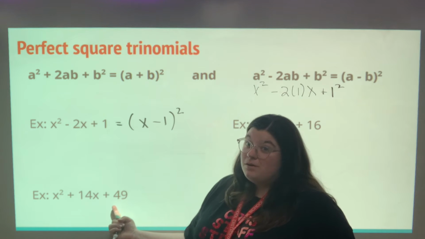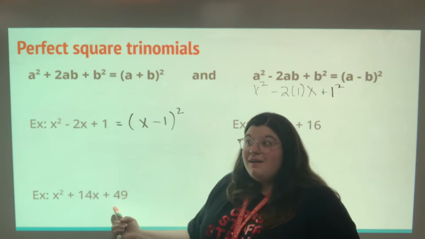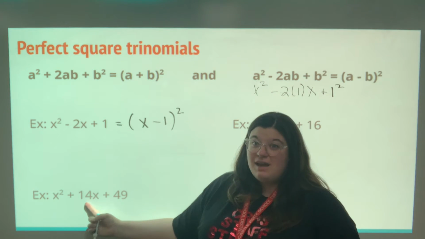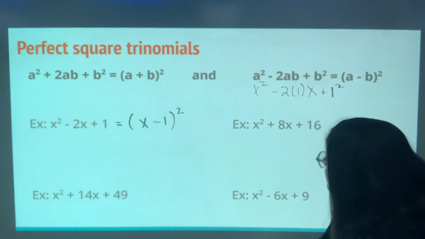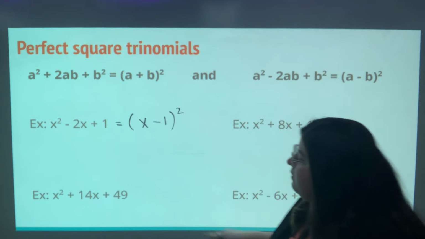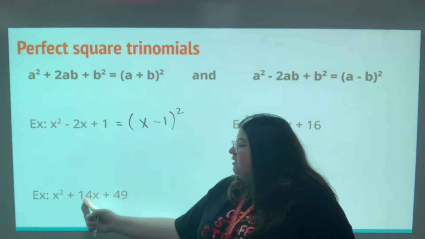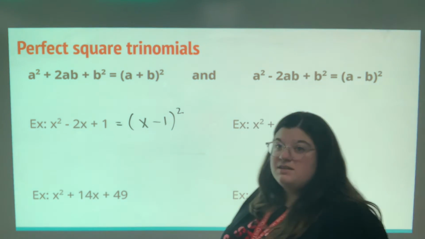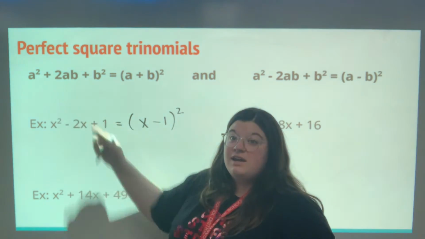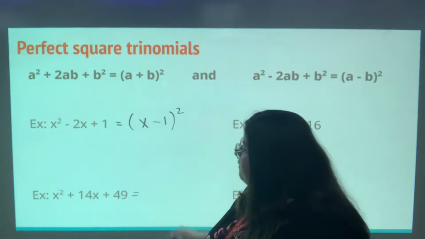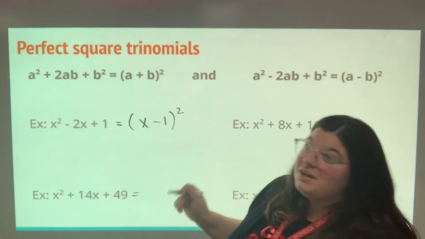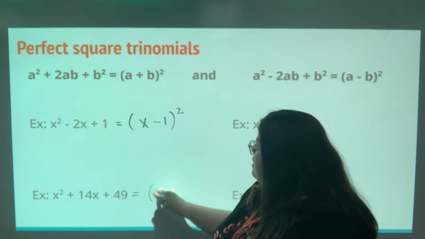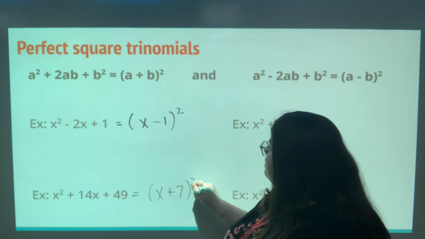Hey, 49, I know that's a square number. You could write that as 7 squared, right? And I also know that 2 times 7 is 14. So you should be able to write this as one of these perfect squares. So if 49 is 7 squared and 14 is 2 times 7, and it's a positive, kind of like this guy here, well, our magic number here is going to be the 7, right? So it would be x plus 7 squared.